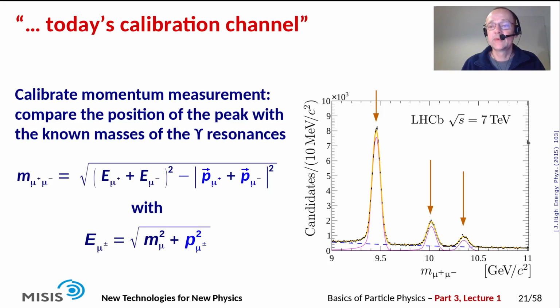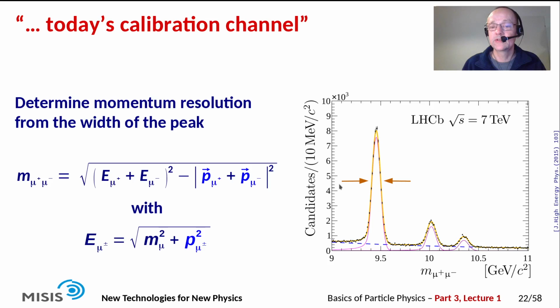The second piece of information you can get from these peaks is from the width of the distribution. Again, the only measurement that goes into this calculation is the measurement of the momenta. And if you have an uncertainty on the measurement of the momenta, this will translate directly into an uncertainty on the mass that you reconstruct here. If this uncertainty is large, the width of this peak will get wider. So from the width of this peak, you can reconstruct the momentum resolution of your detector.